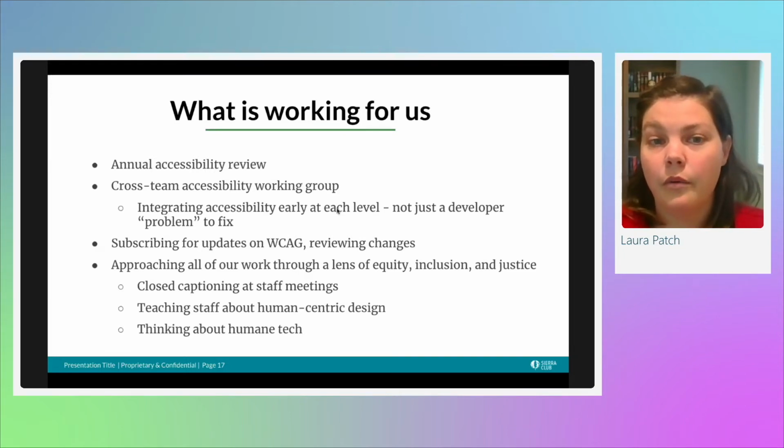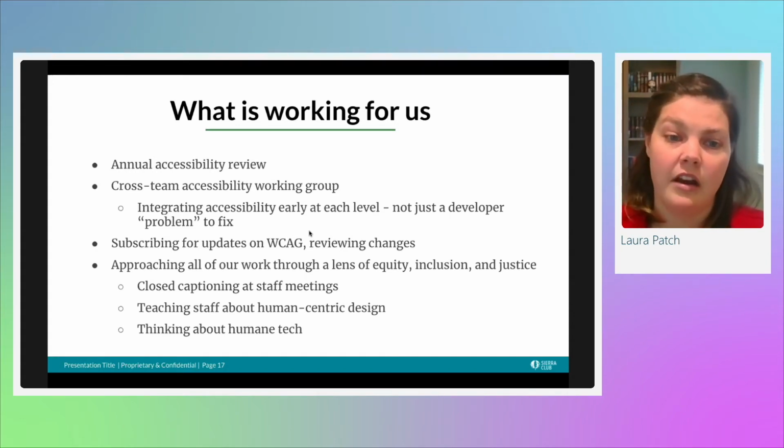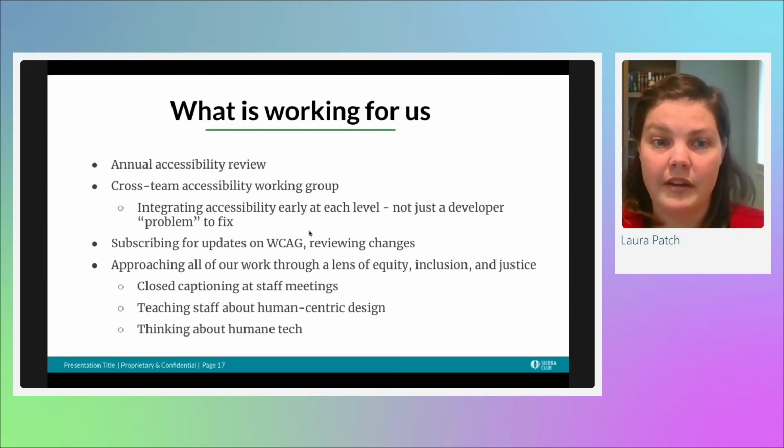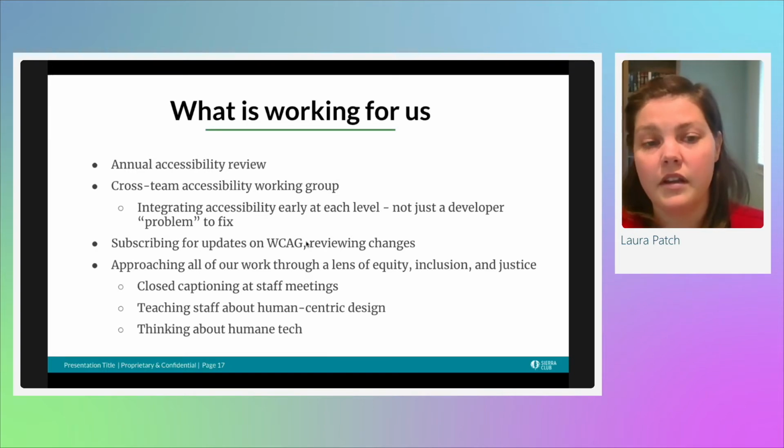We've also made sure to follow any updates to the Web Content Accessibility Guidelines. We have a point person for that to share any changes that happen and when timelines of those are going to be implemented, so we can start working on anything that needs to be adjusted to meet those updates.